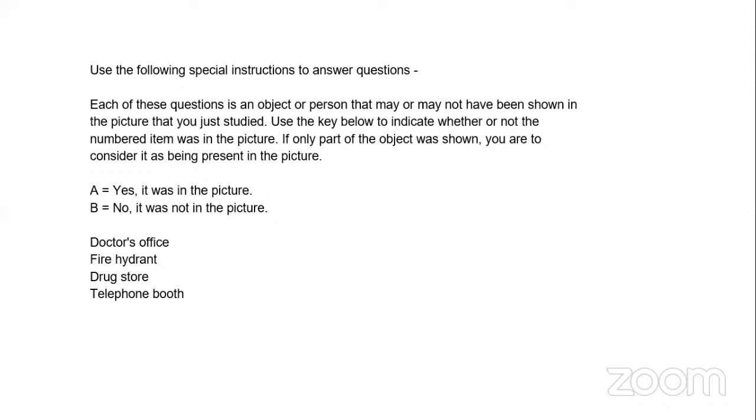A, yes, it was in the picture. B, for no, it was not in the picture. Okay. So you just take it accordingly as doctor's office as 1, fire hydrant as 2, drugstore as 3, telephone booth as 4. You need to mark it as A or B. A means yes, it was present in the composition which you have just seen, and B means it was not present in the composition which you have just seen.